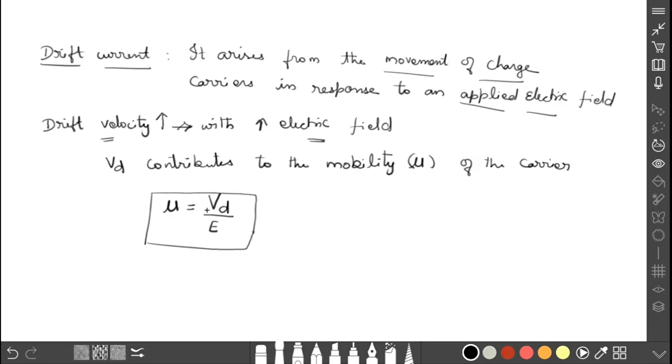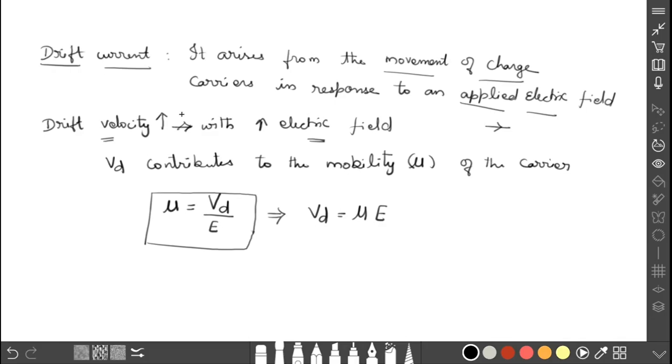Mu is equal to Vd by E, where Vd is the drift velocity and E is the applied electric field. From this we can write Vd is equal to mu into E, where mu is the mobility and E is the applied electric field. We also discussed the direction: the drift velocity will be along the direction of the hole motion, and opposite to the motion of the electrons.